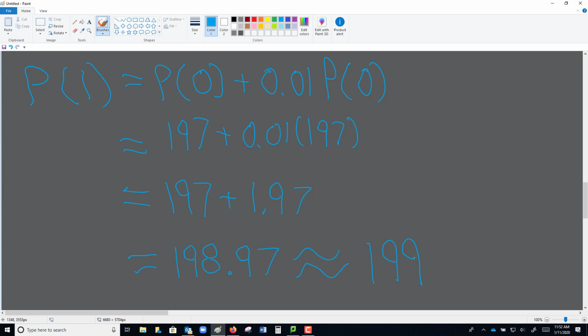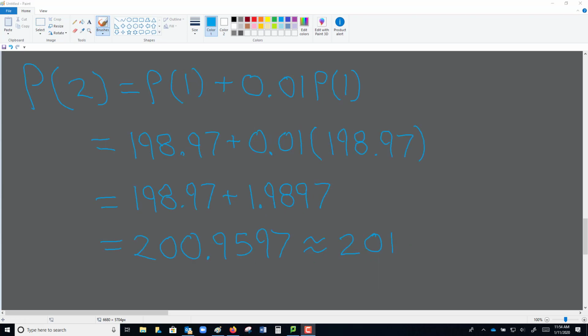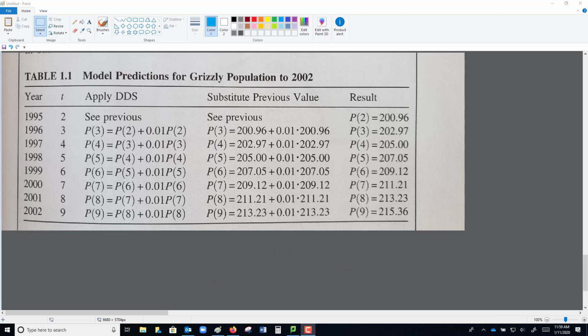But now that we know this value, we could use this to calculate the next year, 1995, or P of 2. And as we plug in all the information for P of 2, again, as the discrete dynamical system equation told us, we just use the previous year's values, or P of 1. That's our t minus 1 term in this case. And eventually we get down to the population in time 2, which is 1995, is 201 grizzly bears. Again, roughly estimated. Now we are looking at a table of just multiple values from this system calculated out. So we went through 1995, and that's where we got the value P of 2. And so we got about 201 as the value of the population.